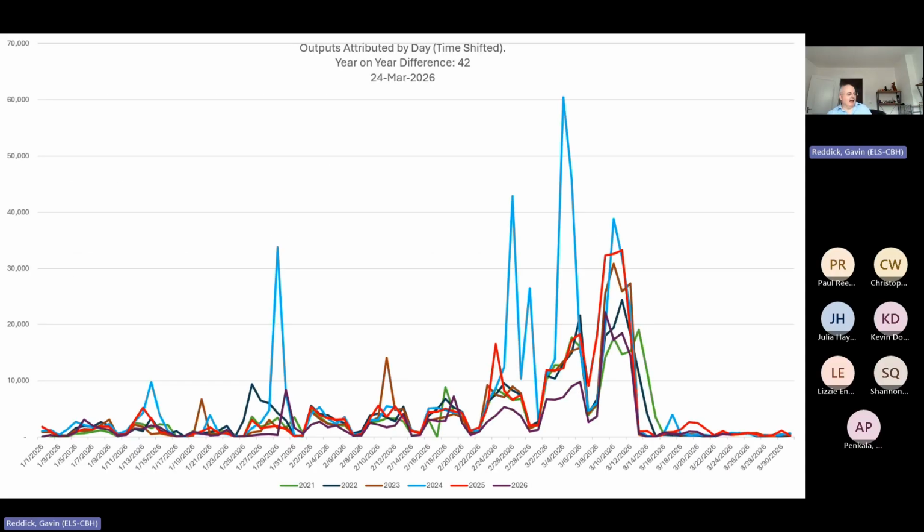hopefully. And what you can see here is, in contrast to the user activation, when we look at the outputs attributed per day, we can see some patterns. We can still see the weekends coming clearly, but we can see a lot more noise year on year, a lot more difference year on year. We can see some very big spikes. We can see in 2024, and to a lesser extent in 2025, where we had some big harvesting events.